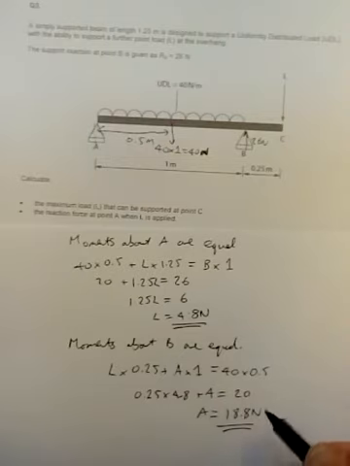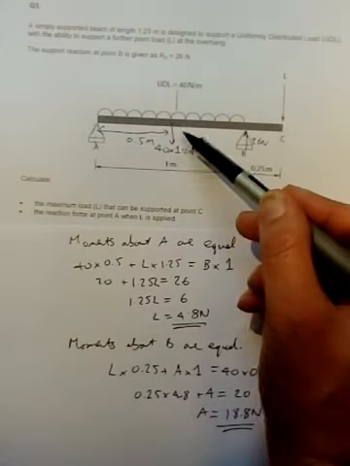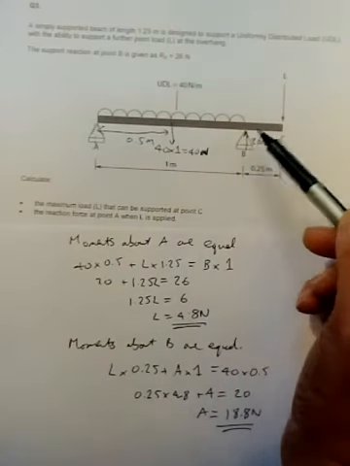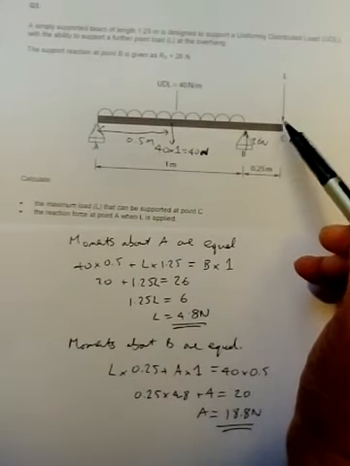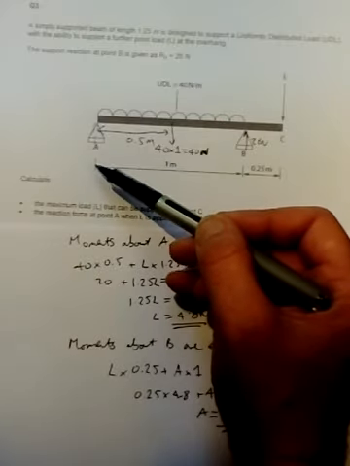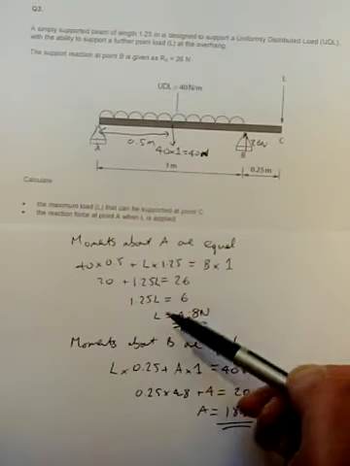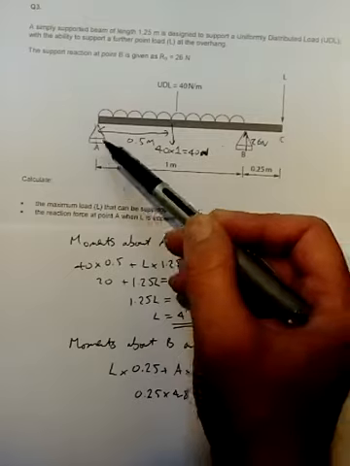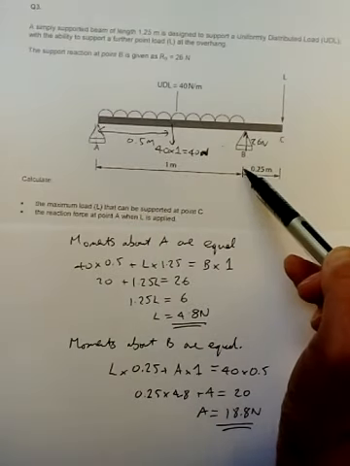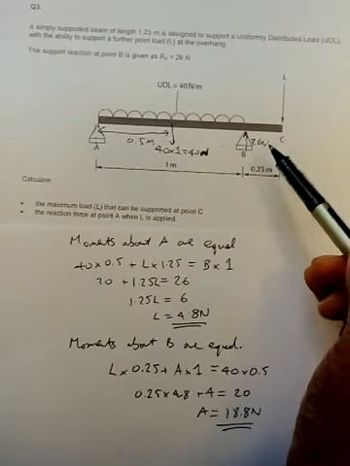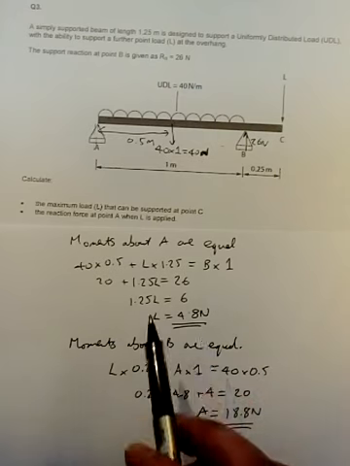Now, just as a bit of a double check, the forces that are acting down on the beam is 40 newtons plus 4.8 newtons. The forces acting up on the beam are the force at A, which was 18.8, and the force at B, which is 26, which also balances the forces acting down.